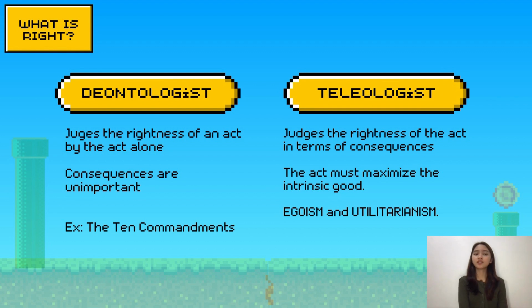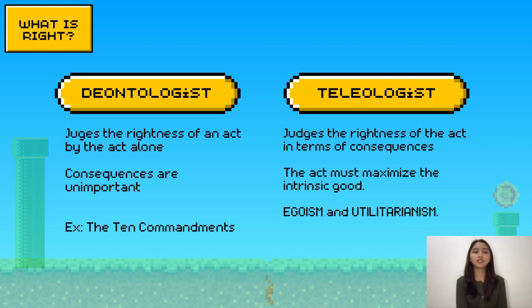A deontologist judges the rightness of an act by the act alone. For them, consequences are unimportant and do not play a role in determining what is right. An example of this is the Ten Commandments, in which the acts that are prohibited are stated in clear and simple terms. There are no specific rules or instructions because as long as you obey these commandments, your actions are right. Thus, the consequences of the act are not important. The nature of the act itself determines whether it is right or not.